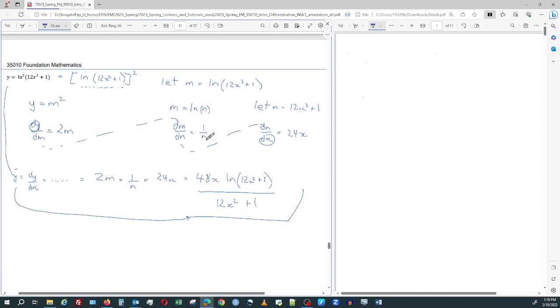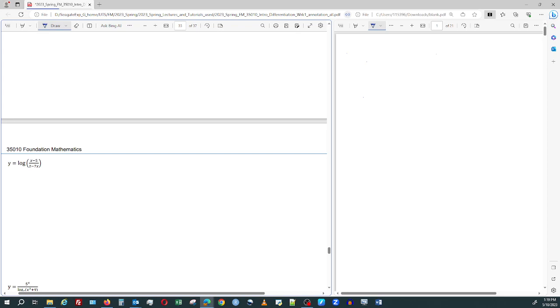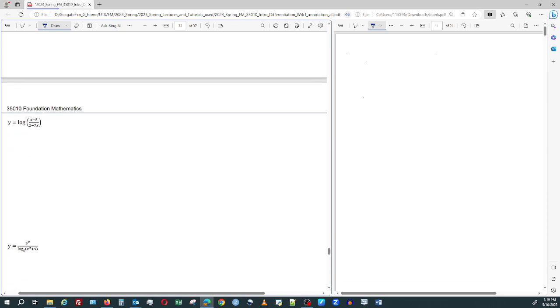Try and be consistent in the use of your pronumerals. If you pull a pronumeral out from somewhere else, it might not help. All right, so the next one we want to consider is the log of a quotient.